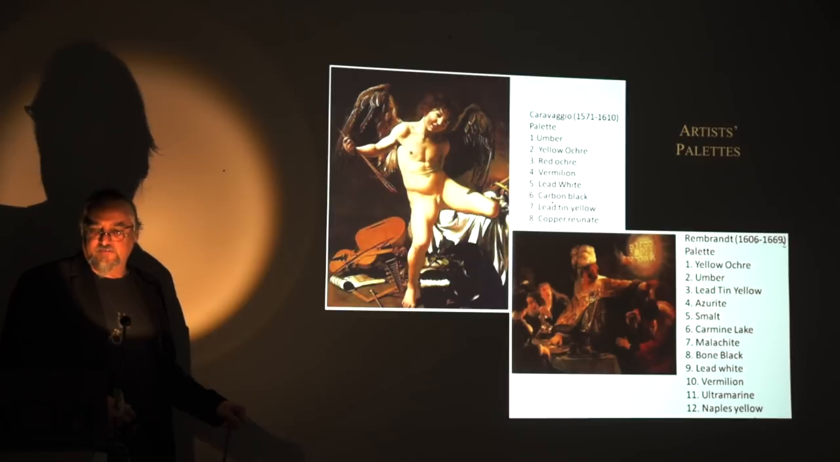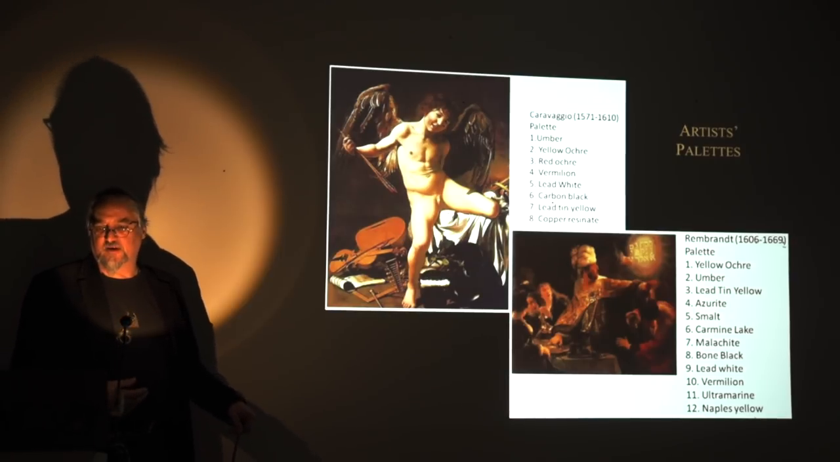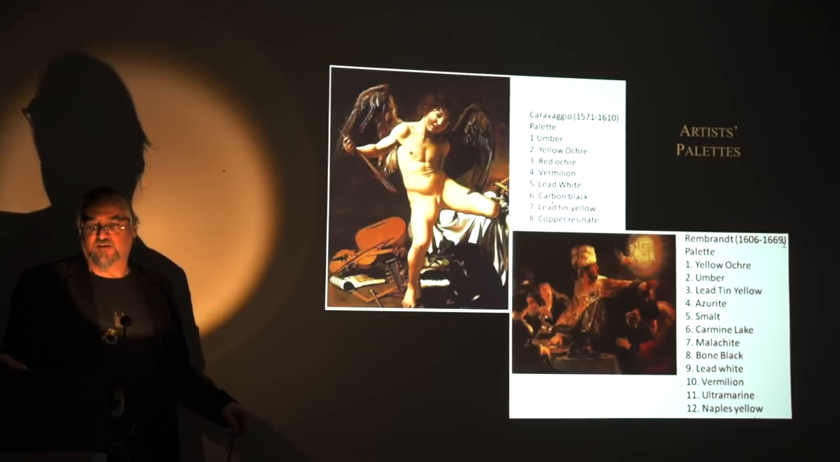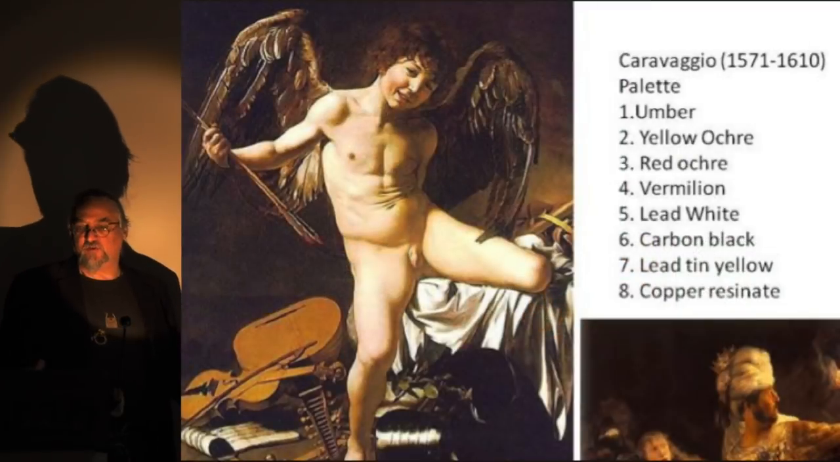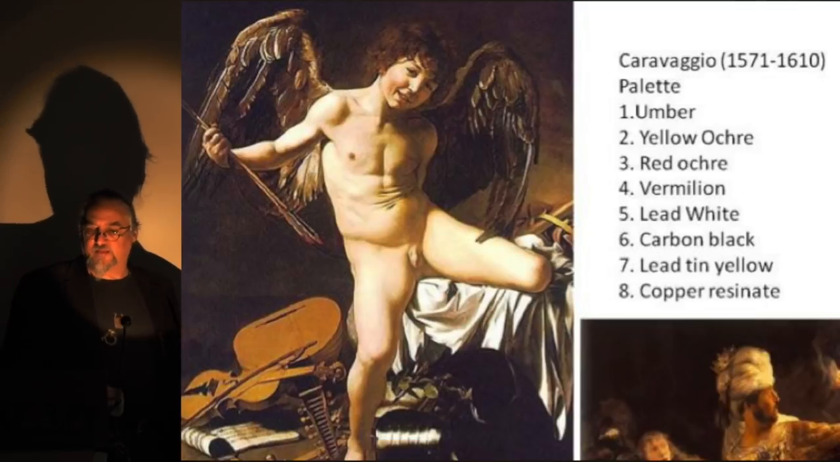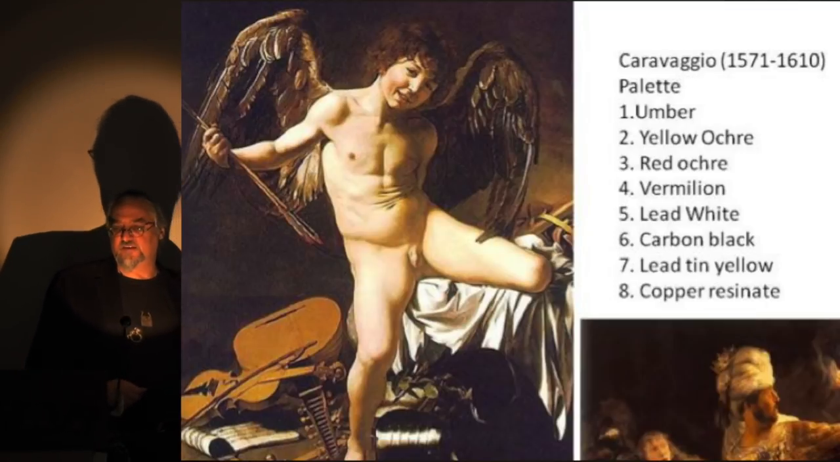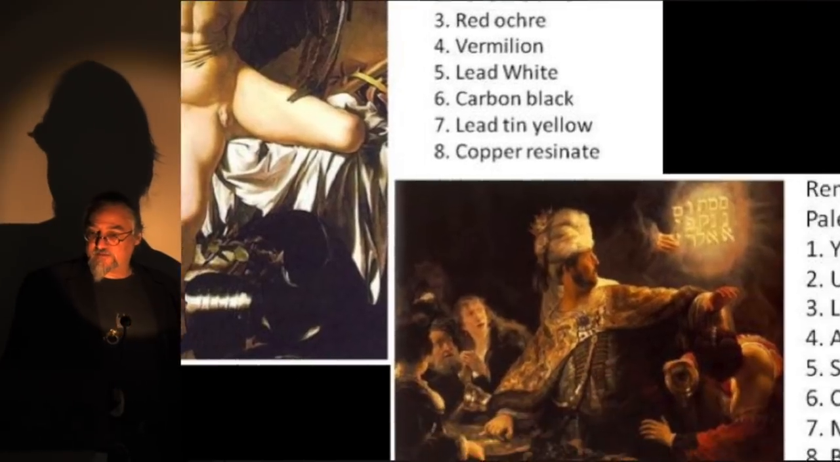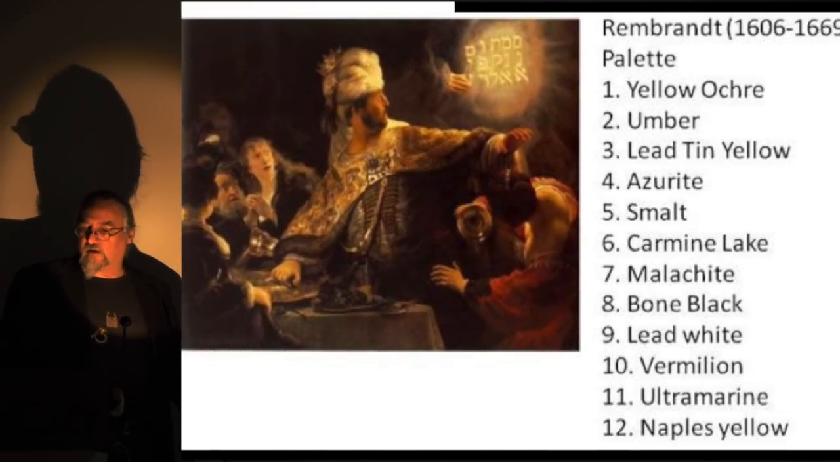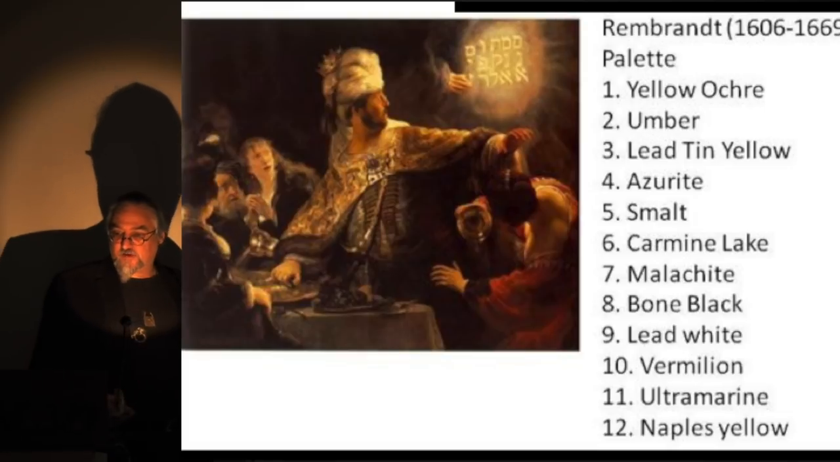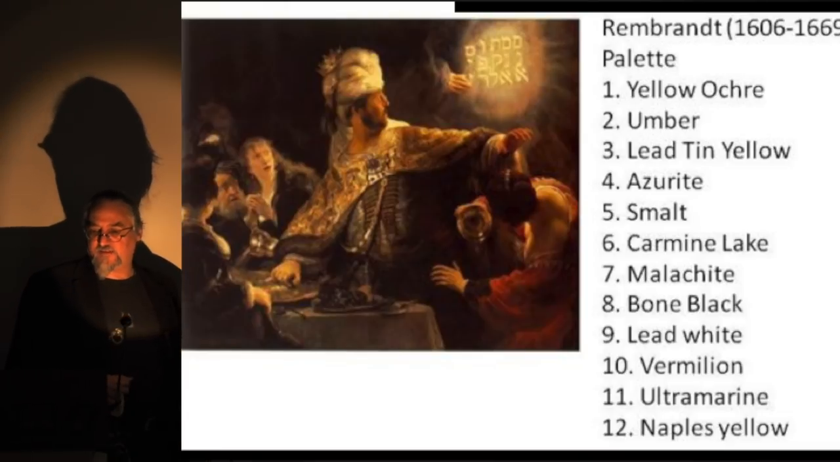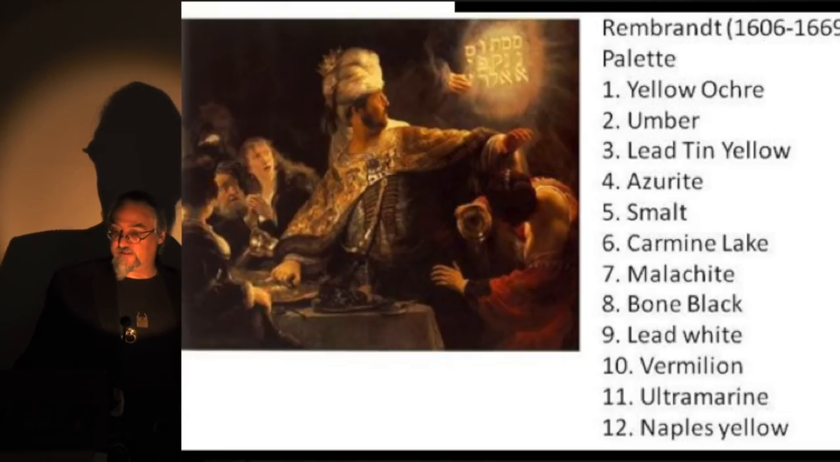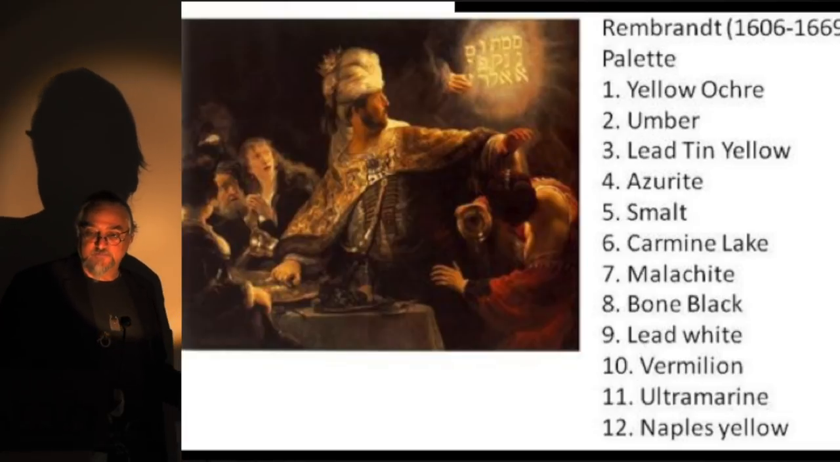If we look at Caravaggio or Rembrandt, about 100 years later, both of these artists used more restricted palettes. They tended more towards the browns. Caravaggio used umbers and ochres, as well as vermilion, lead white, carbon black, lead tin yellow, and copper resinate for his greens. Rembrandt also used yellow ochre, umber, lead tin yellow, azurite and smalt for his blues, carmine lake reds, malachite greens, bone black, lead white, vermilion, ultramarine, and Naples yellow.